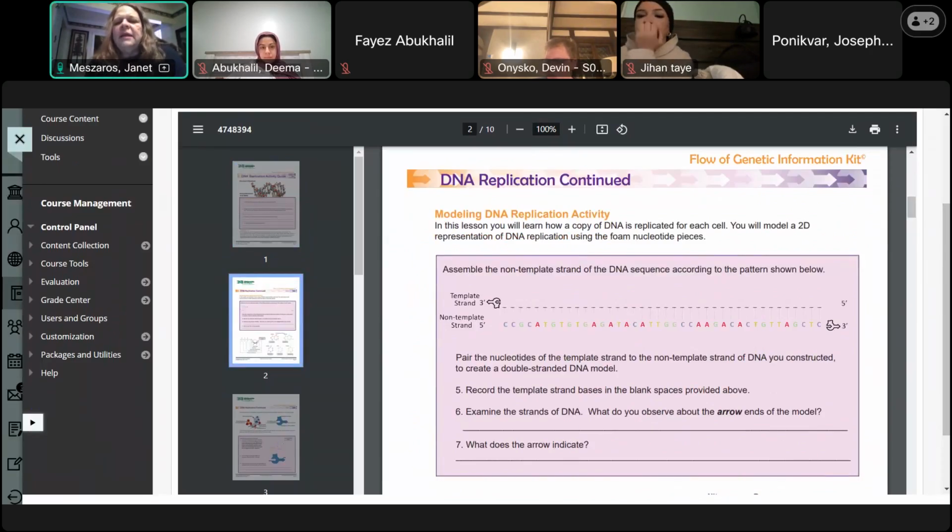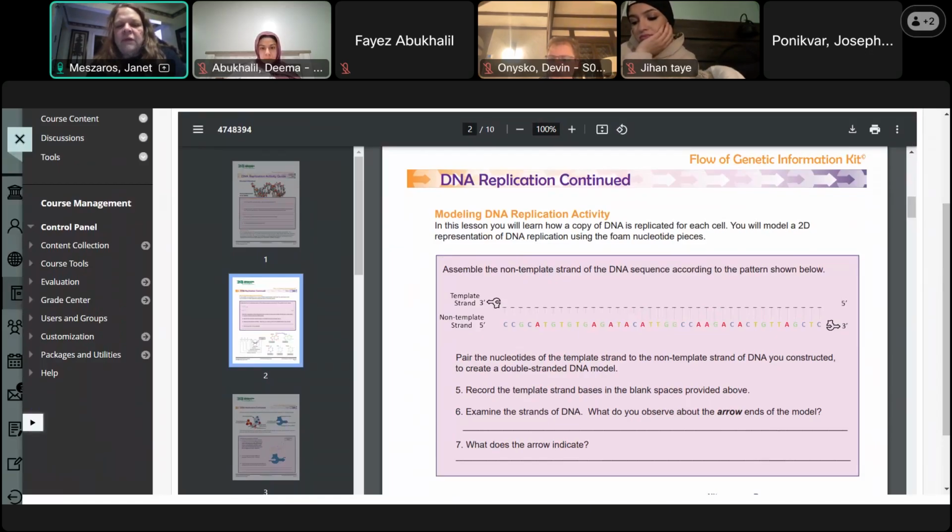So this is modeling DNA replication activity. It says in this lesson you will learn how to copy DNA and you will learn how a copy of DNA is replicated for each cell. You will model a 2D representation of DNA replication using the foam nucleotide pieces. Well, we would have done that, but we're going to do it virtually.